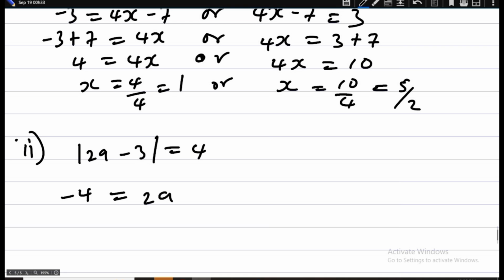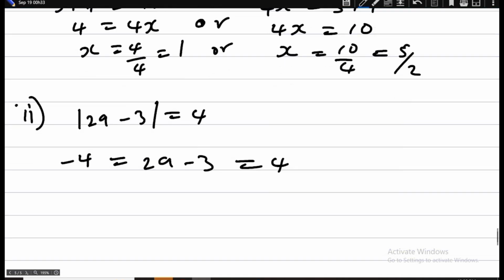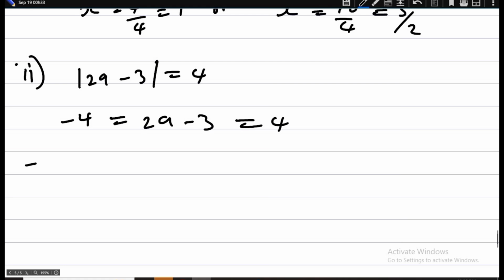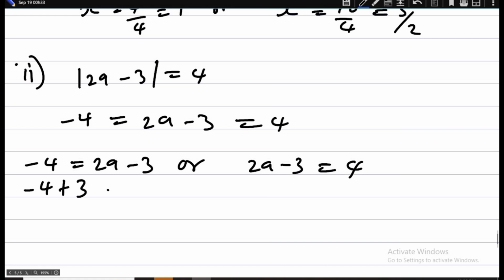If you solve separately, I'm going to have that minus 4 is equal to 2a minus 3, or we say that 2a minus 3 is equal to 4. So if you bring this side, I'm going to have that minus 4 plus 3 is equal to 2a, or we say that 2a is equal to 4 plus 3. So the both of them is giving me minus 1 is equal to 2a, or we're going to have that here 2a is equal to 7.